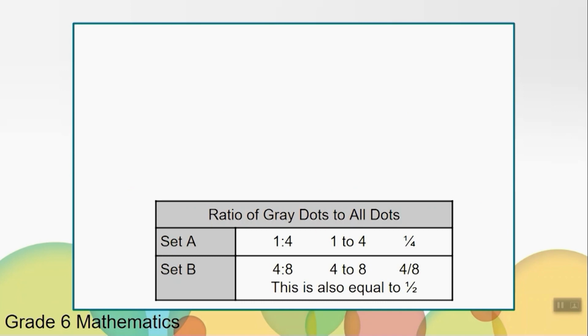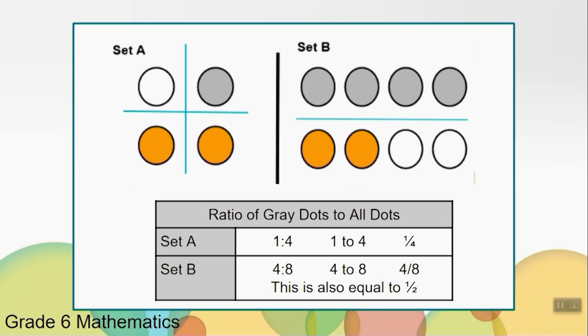The ratio of gray dots to the total number of dots in set A is 1 to 4. The ratio of gray dots to the total number of dots in set B is 4 to 8. These ratios are not equivalent. The relationship of gray dots to the total number of dots in set A and set B are not the same because 1/4 is not equal to 1/2.